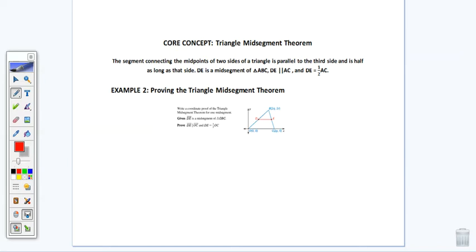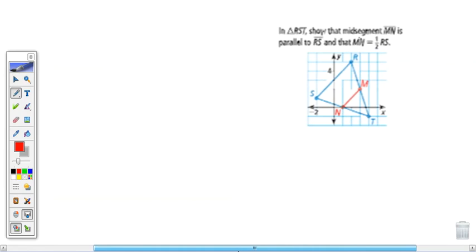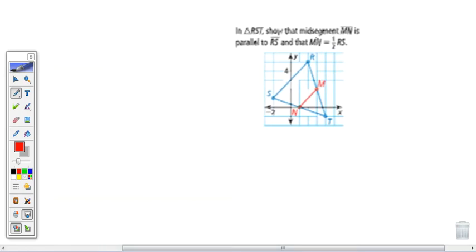Okay, let's see what we've got here. Example 1. It's kind of hard to see, but you should be able to read this on your notes pretty well. Using mid-segments in a coordinate plane, I'm going to blow this up. Ready? Boom! Good. It says in triangle RST, show that the mid-segment MN is parallel to what? We've got to show MN is parallel to RS. So the first thing we're going to do is show that MN is parallel to what?